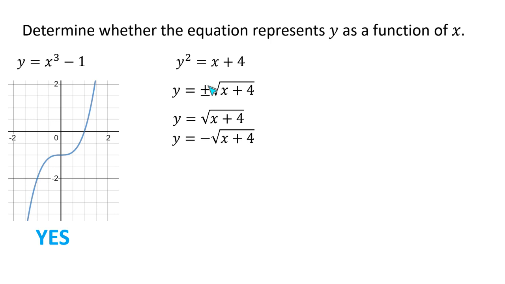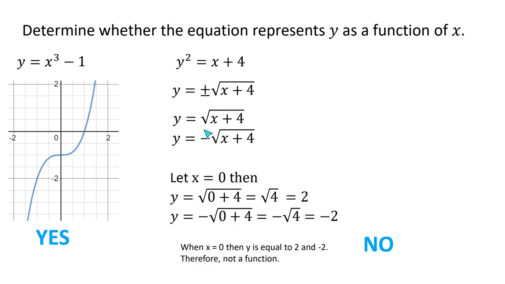Since I'm taking the square root, I have to consider the positive and the negative. So what does this mean? Well, if I do a test point, let's say x is 0, if I plug in 0 for x, then I get a 2. But if I plug in 0 for x in this second one, I'm going to end up with negative 2. So when x is 0, I'm getting 2 answers for y.